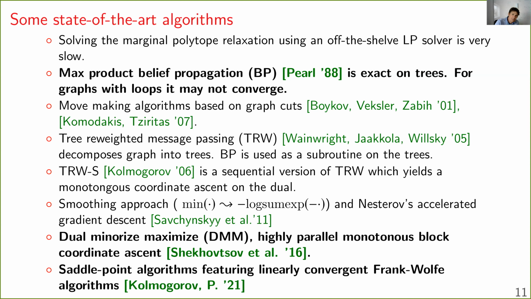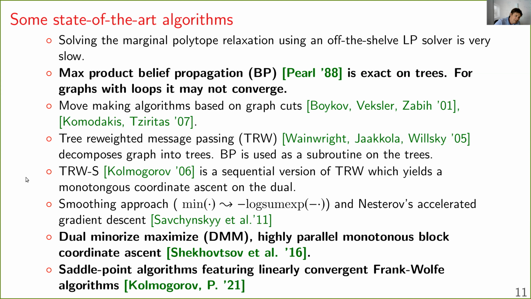Then the next algorithm that really was the next level of performance for solving such problems is the tree-reweighted message passing algorithm due to Wainwright, Jaakkola, and Willsky. It is basically a decomposition of the original problem into trees, and on all the trees you can apply belief propagation exactly, and then the results of the subroutines solved by belief propagation are combined, for example, by averaging. This algorithm, again, works very well in practice, but also has problems with convergence guarantees.